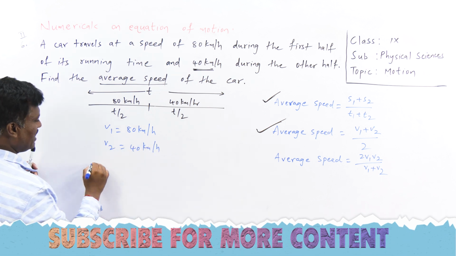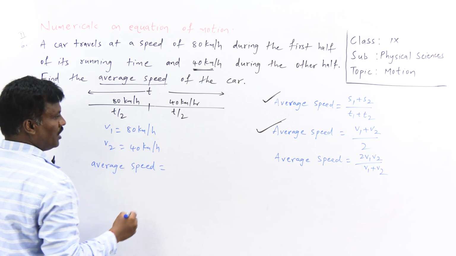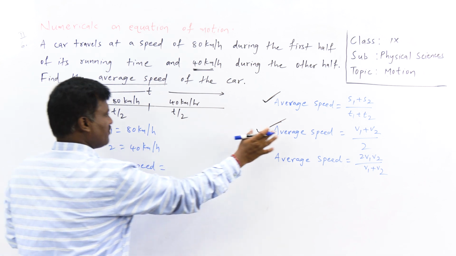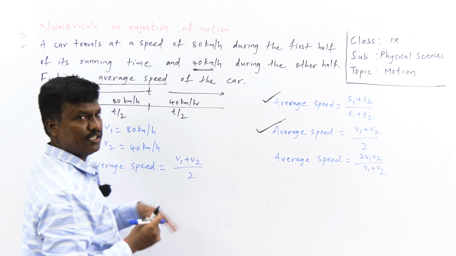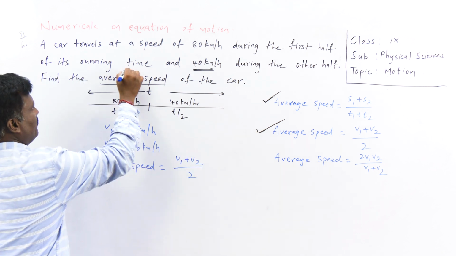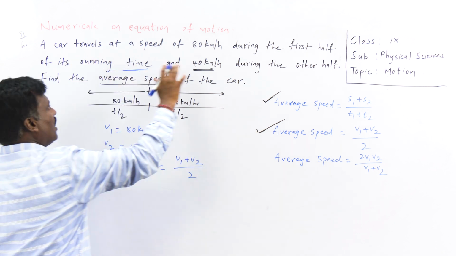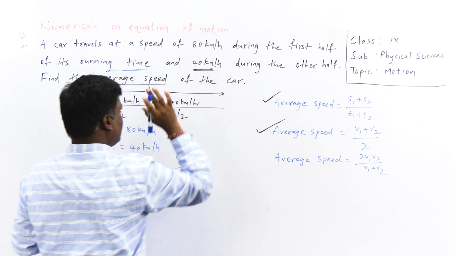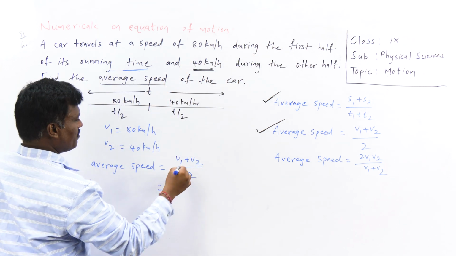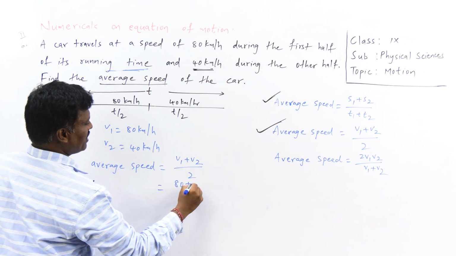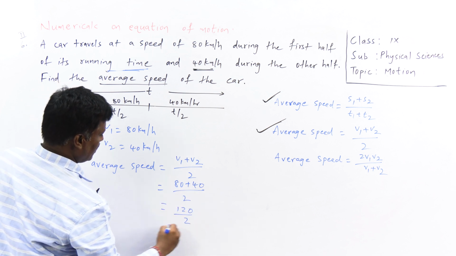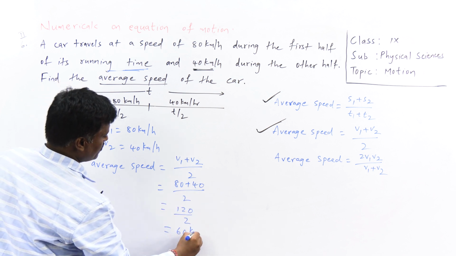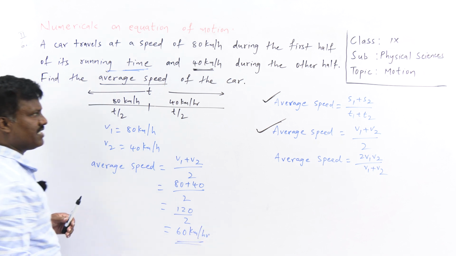Now we have to calculate the average speed. Average speed is equal to this formula we are using, (V1 + V2) / 2. When do we use this formula? Half of the time with one speed, half of the time with the other speed. So (V1 + V2) / 2, (80 + 40) / 2, 120 / 2, that is equal to 60 kilometers per hour. So this is an easy method.